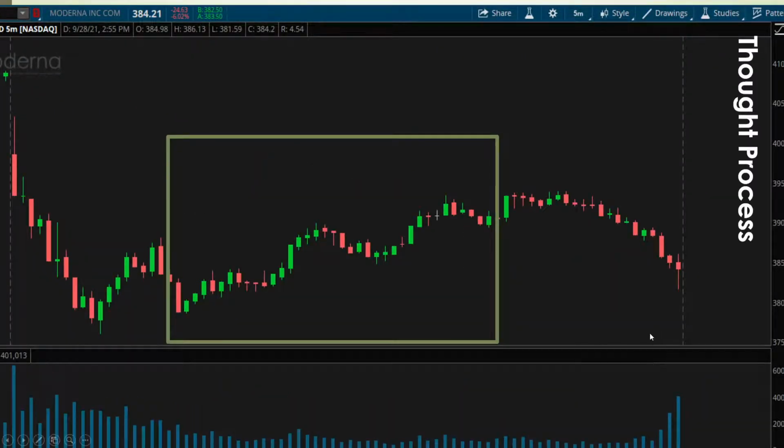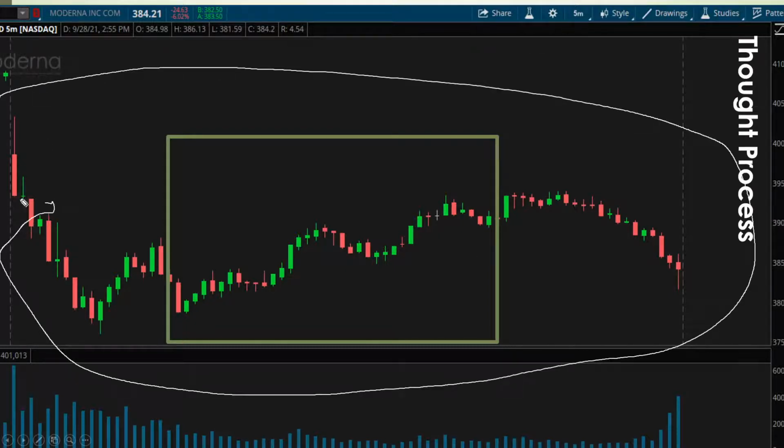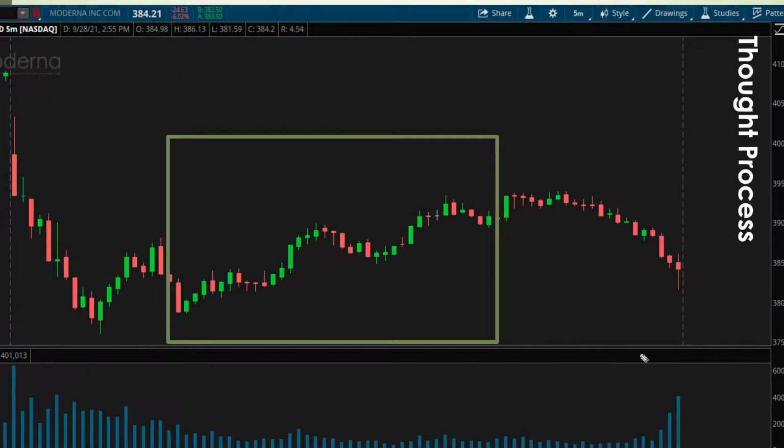Once I have understood what the overall trend is, then I go to the 5-minute or the 1-minute or smaller time frame. So in this case, this is the 5-minute time frame chart, which is what happened today. So this is the overall action that happened in mRNA today, right? Now, next thing I do is I look at the time of day.